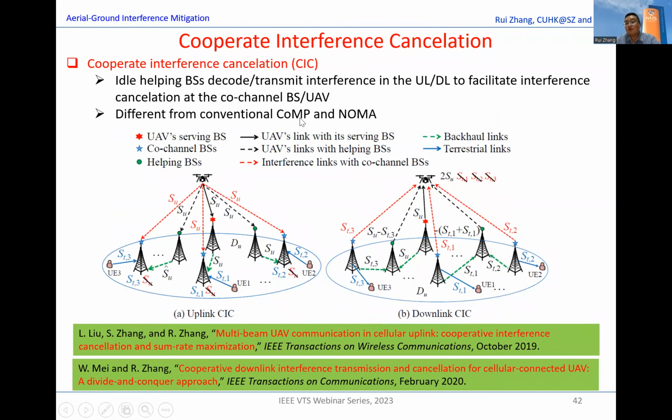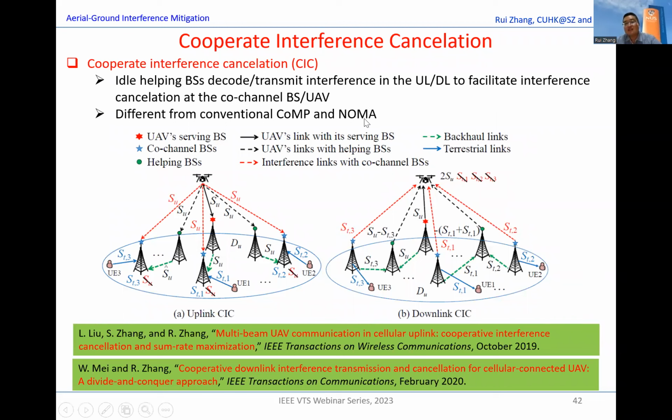CoMP stands for coordinated multi-point transmission. That means all the ground base stations cooperatively, jointly decode and encode the signals from all the users, regardless of whether it's a UAV or ground user, such that their mutual interference can be resolved. But it's not very practical in this scenario. Why? Because as I said, a UAV can contaminate many, many ground base stations. That means if you want to cancel such interference using CoMP, you need to engage hundreds of base stations working together, but it's not practical. If you consider the practical delay and cost, you cannot engage such large-scale CoMP.